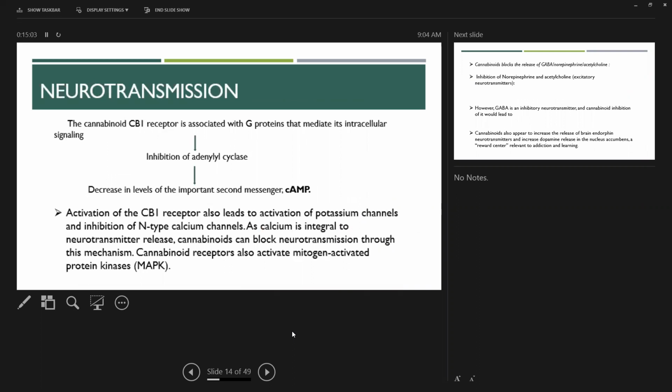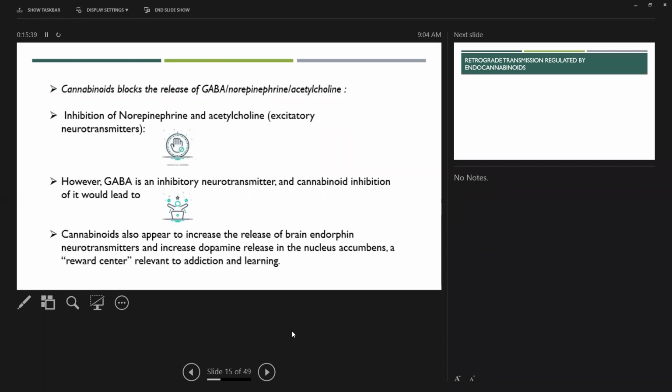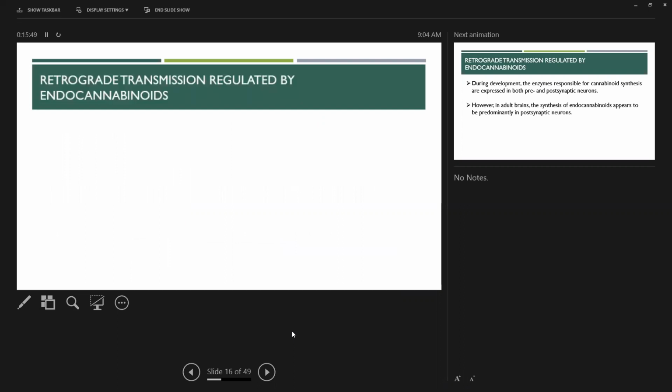Neurotransmission. The cannabinoid receptor is associated with G proteins that mediate its intracellular signaling by inhibition of adenylyl cyclase, which leads to a decrease in the levels of cAMP. Activation of the CB1 receptor also leads to activation of potassium channels and inhibition of N-type calcium channels. As calcium is integral to neurotransmitter release, cannabinoids can block neurotransmission through this mechanism. Cannabinoids block the release of GABA, norepinephrine, and acetylcholine. Inhibition of norepinephrine and acetylcholine produces an overall inhibitory effect, and inhibition of GABA produces an overall excitatory effect. Cannabinoids also appear to increase the release of brain endorphin neurotransmitters and increase dopamine release in the nucleus accumbens, which is a reward center relevant to addiction, and retrograde transmission regulated by endocannabinoids.